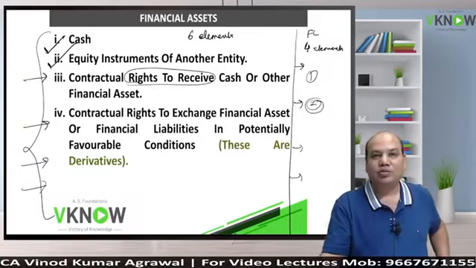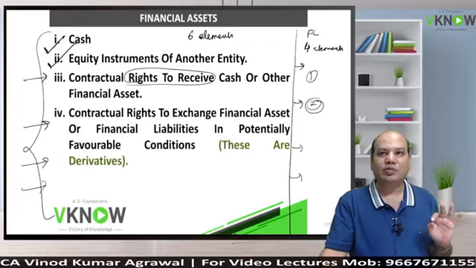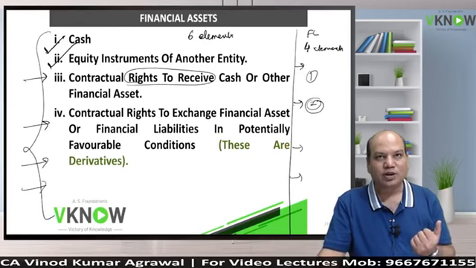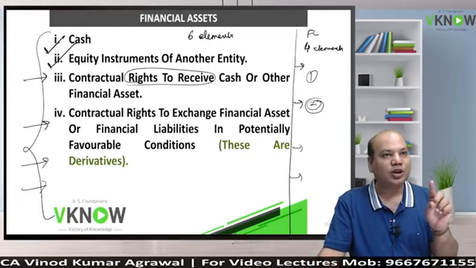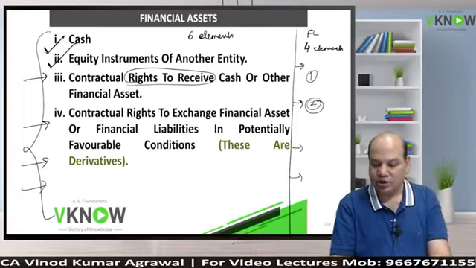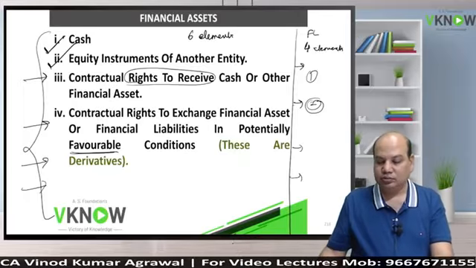And there, if you remember element number 2, a contract on settlement, will become a contract which has become favorable. A contract requires exchange of one financial asset or financial liability with another financial asset or liability under potentially unfavorable conditions. I have only changed one word here: favorable. Contracts which will require exchange of financial asset or financial liability under favorable conditions.